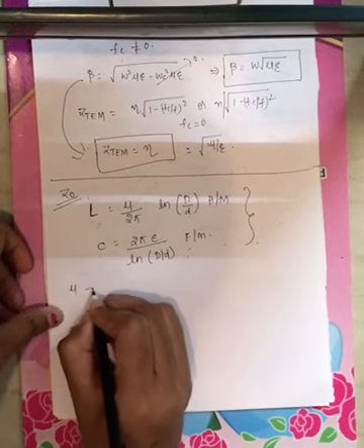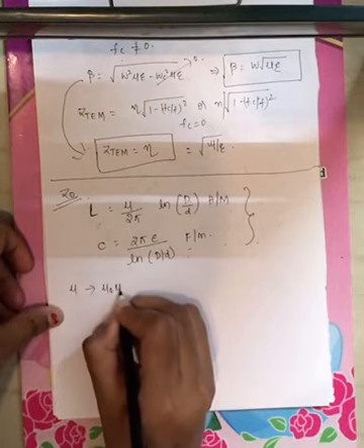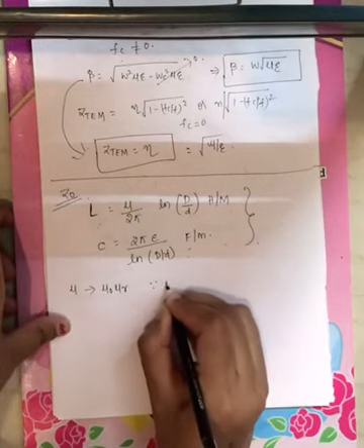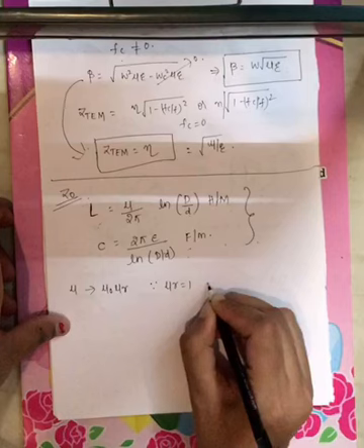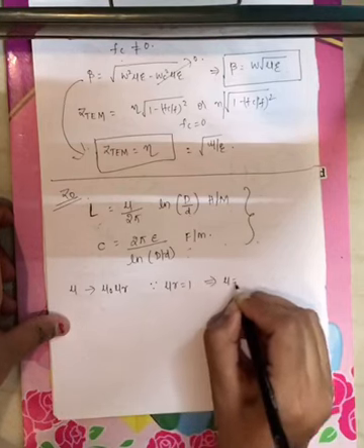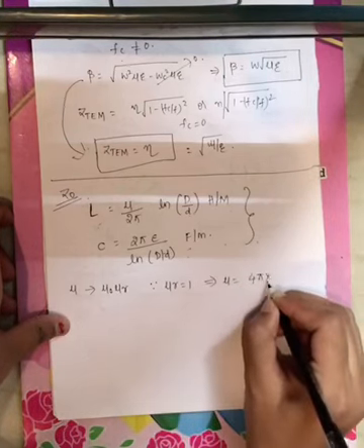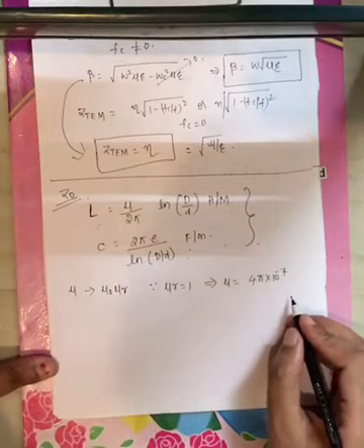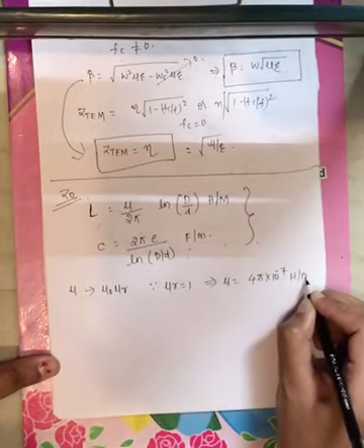Now mu is nothing but mu naught into mu r. We know mu r equals 1. From this expression, mu equals 4 pi into 10 power minus 7 Henry per meter.